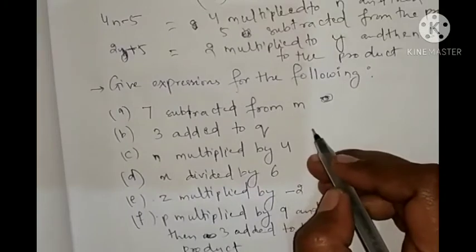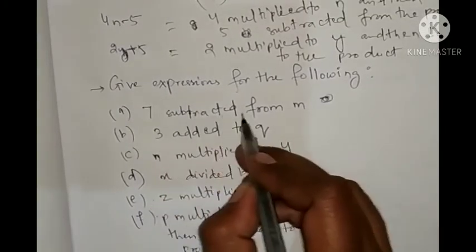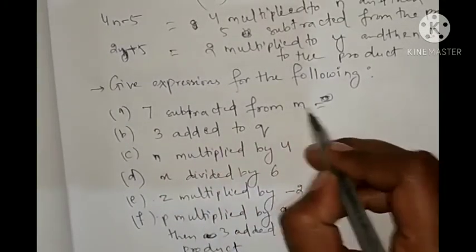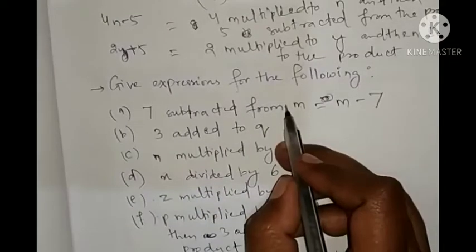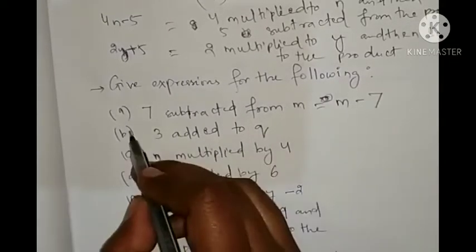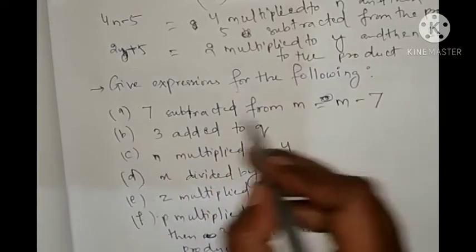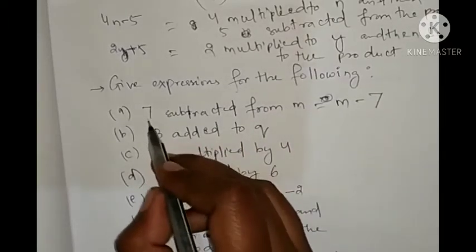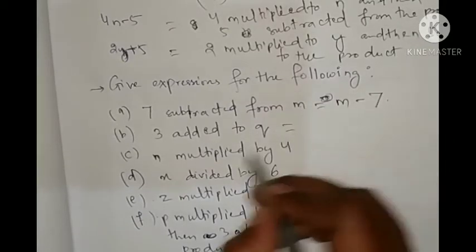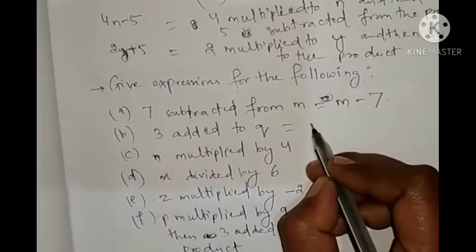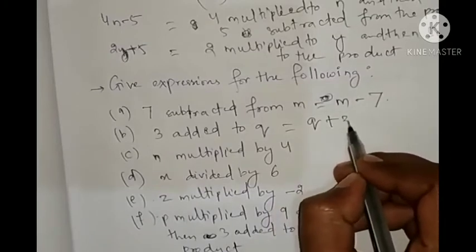You will write the expression like 7 subtracted from m. What you will write? M is given, m minus 7, not 7 minus m. Okay. What you will write? M minus 7, because m is subtracted from s, not s from m, that is why m minus 7. Next 3 is added to q. This one you can write that q plus 3.